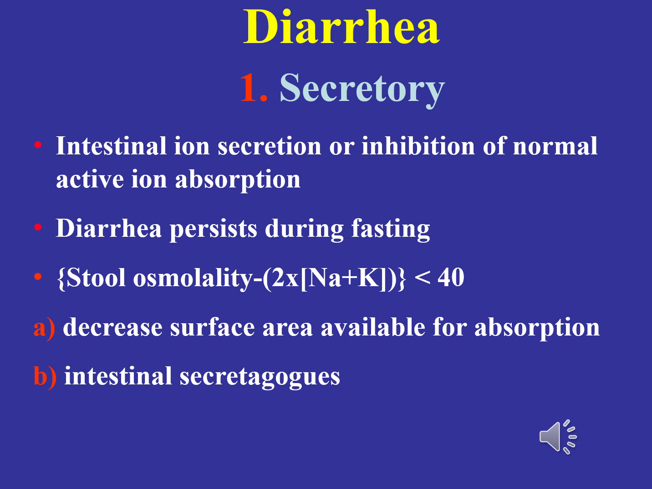Now, in secretory diarrhea, there is either decreased surface area available for absorption, or there is overproduction of intestinal secretagogues, which are substances that increase secretion from the enterocytes themselves or inhibit the normal absorption.